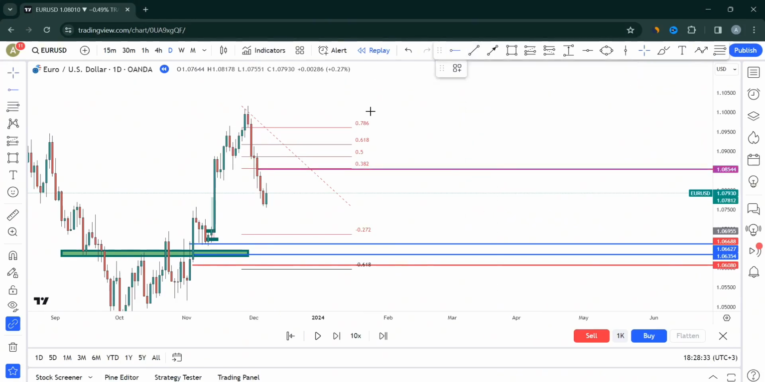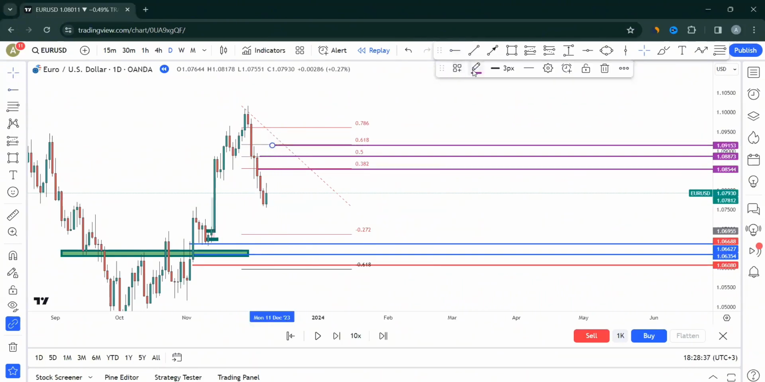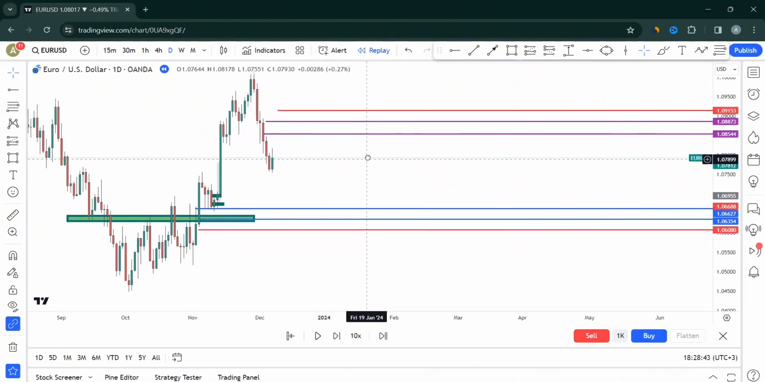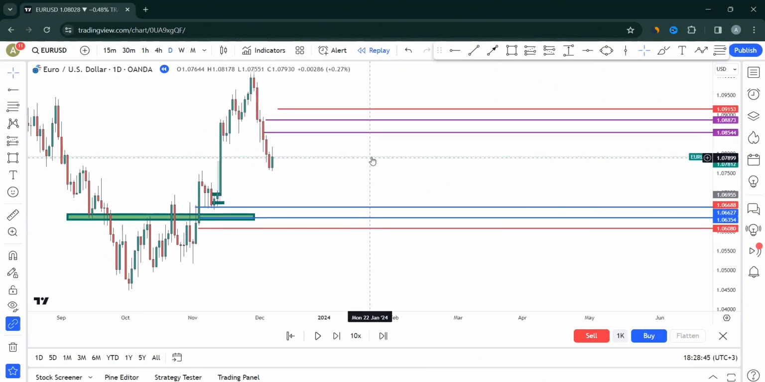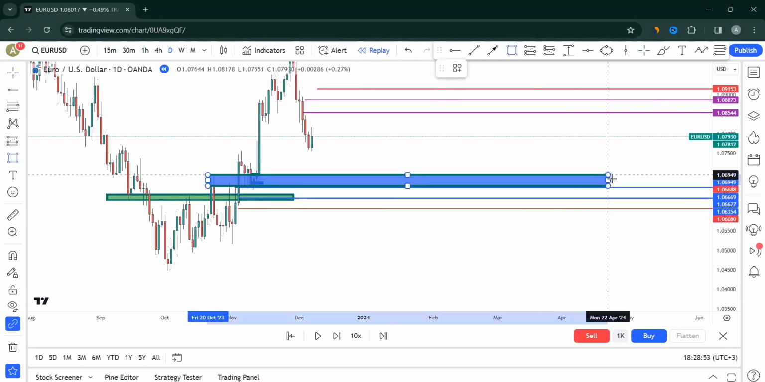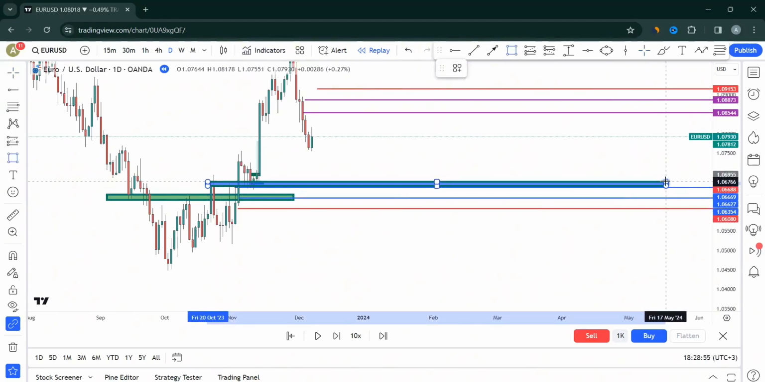We also want this one to be tested, and as long as this one is not broken, I'll just turn it to red. The golden ratio, as long as it's not broken. And then where's the target that I'm interested in? I'll be interested in which area is not properly tested here. So I do have this area that the market broke but never came back to test it. So I'm just going to target this.